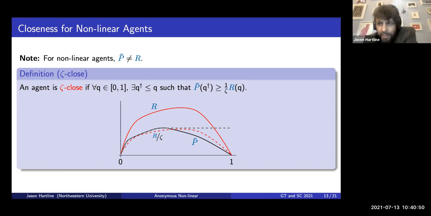Okay, and for linear agents, these revenue curves are equal. That R and P bar are equal, so this trivially holds. And this generally doesn't hold for nonlinear agents, and zeta closeness captures the extent to which it doesn't hold.